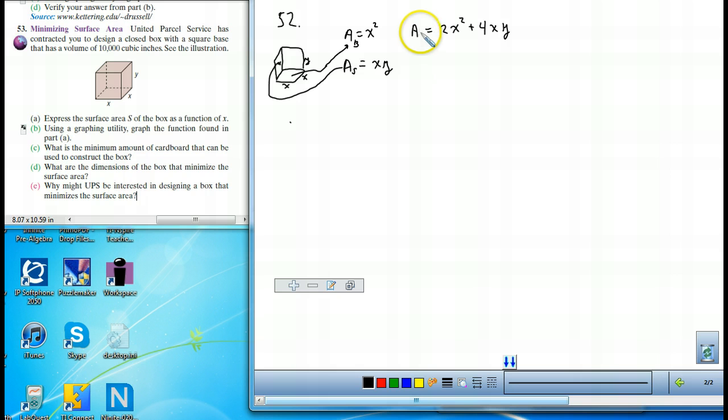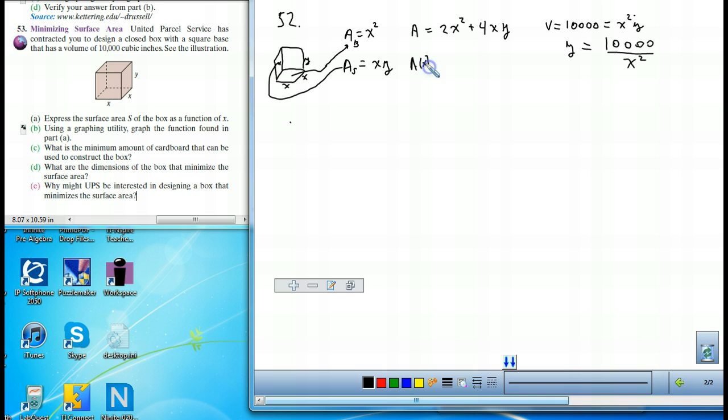So what we've got now is an area as a function of both x and y. So I think we're going to use the information about the volume. The volume of a box, which is equal to 10,000 in this particular box, is length times width times height. The base is x squared times the height, which is y. So I can solve this for y: y is equal to 10,000 over x squared.